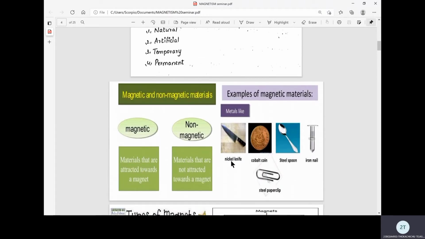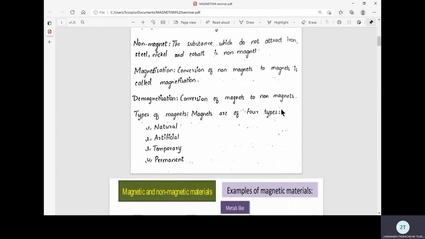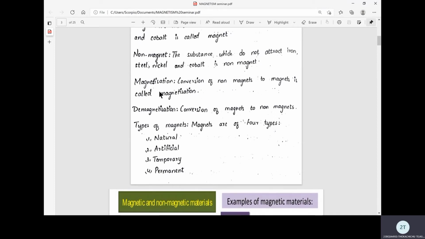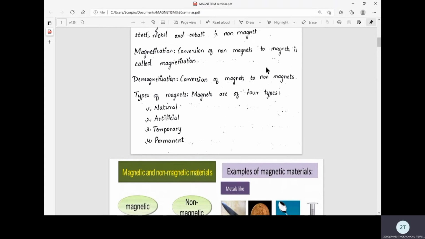See, a nickel knife or something made of copper, steel, or iron are examples of magnetic materials, while the remaining materials like wood or paper, which are not at all attracted to these substances, are non-magnetic materials. Now, what is magnetization? Conversion of these non-magnets into magnets is nothing but magnetization, while demagnetization is the opposite, the conversion of magnets into non-magnets.